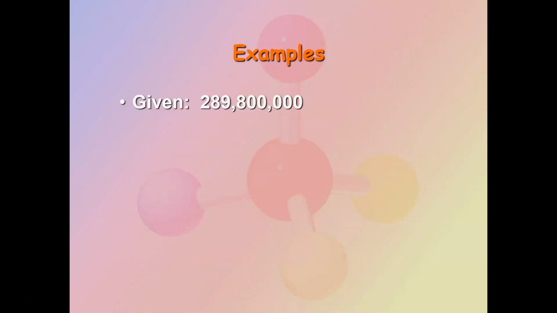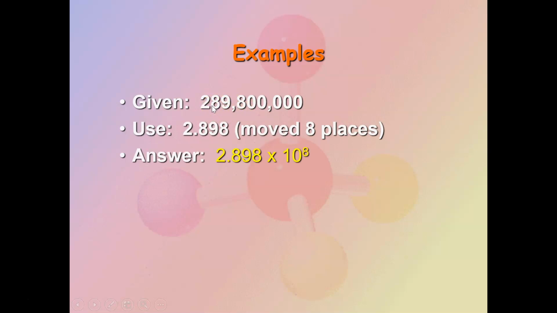So let's look at some examples. If you were given the number 289,800,000, we are going to use 2.898 because we can't get rid of non-zero numbers. Now remember, there would have been an imaginary decimal point right here, and we moved it 1, 2, 3, 4, 5, 6, 7, 8 places, which makes our number 2.898 times 10 to the 8th.